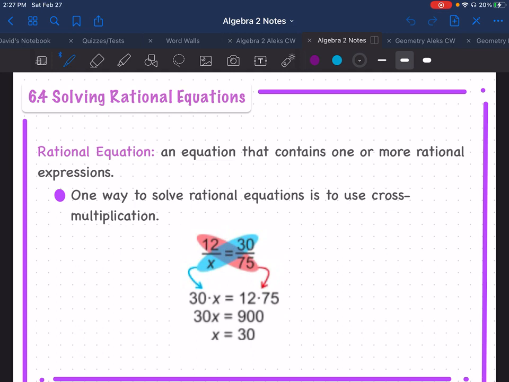Notice that there is an equal sign in between my two fractions. And this is what allows me to multiply crisscross, the blue times the blue, numerator times denominator, the red times the red, numerator times denominator. Notice that they are setting up an equation and they're multiplying, and then they're going to solve our equation. So they just divided both sides by 30, and 900 divided by 30 is how we got 30. We can apply the same idea to solving rational equations.